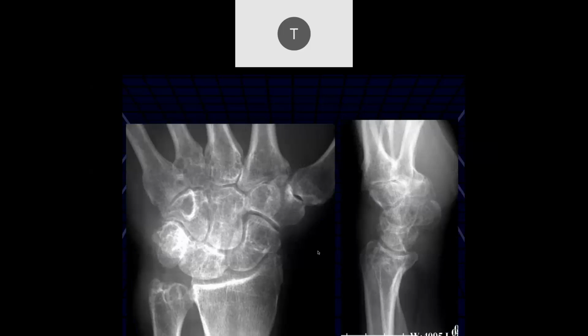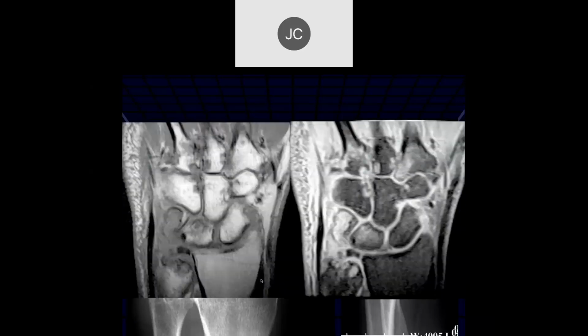Okay, Elior. Okay, so here, radiographs of the wrist, we see erosive change in the bones, multiple joints. And there's the MR. All right, again, multiple bone erosions, edema in the bone, osteitis.